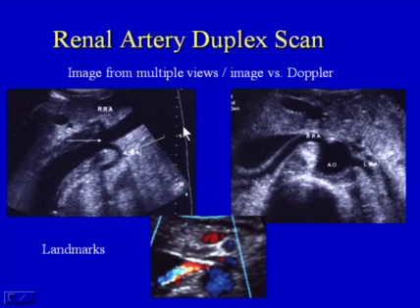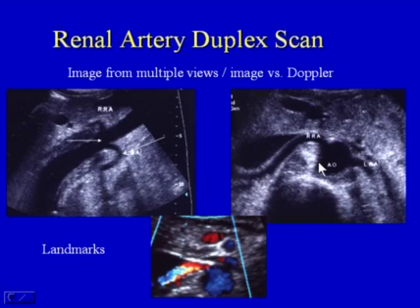Here's sort of a coronal view of the aorta. We call this the banana peel approach. We have the origin of the right renal artery. As you can see, that provides excellent Doppler angles. Here is the left renal artery. And again, both renal arteries, the proximal segments, provide good Doppler angles to evaluate the arteries.